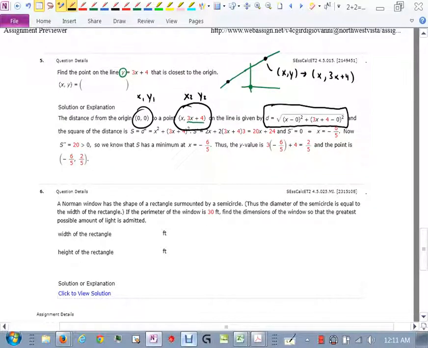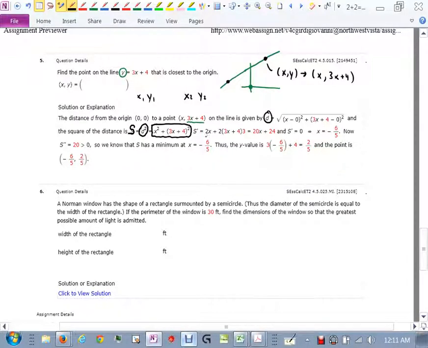Now, whenever we have a problem like this, trying to figure out minimum or maximum distances, it's always easier to look at d squared instead of d. The reason is because it gets rid of the square root. So if I square the d, we'll call it s, then the square root goes away, and then you get this. So we want to know when that is the smallest it can possibly be.